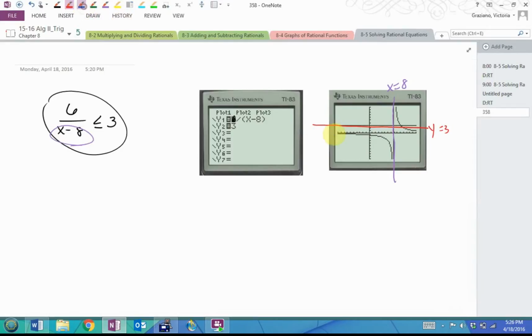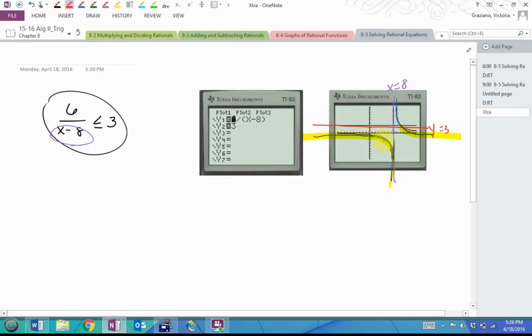So let me change colors here. So when is this graph here, this piece of it and this piece of it, when are those two pieces less than or equal to 3? Okay, so it looks like in two places it's less than 3. Looks like we've got this area right here, and then we've got all this area over here, right? So I've got this red line at 3. When is the output less than that? So it's less than it sitting over here, and then it's also less than it over here.